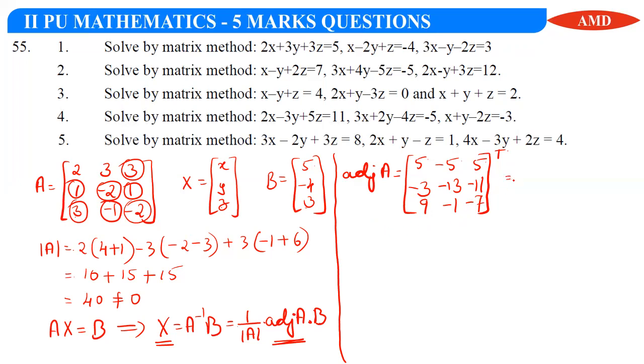So the adjoint is, what I have written here is, by the way, students, they are all the minors. But I said the adjoint of A is the transpose of the cofactor matrix. So how to make them cofactors? We'll have to just change the signs now. Alternatively, plus minus I'll have to write.